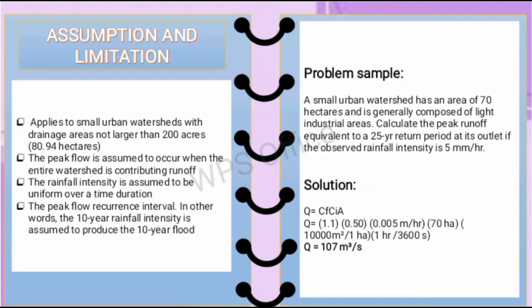Assumption and limitation: it applies to small urban watersheds with drainage area not larger than 200 acres or 80.94 hectares.